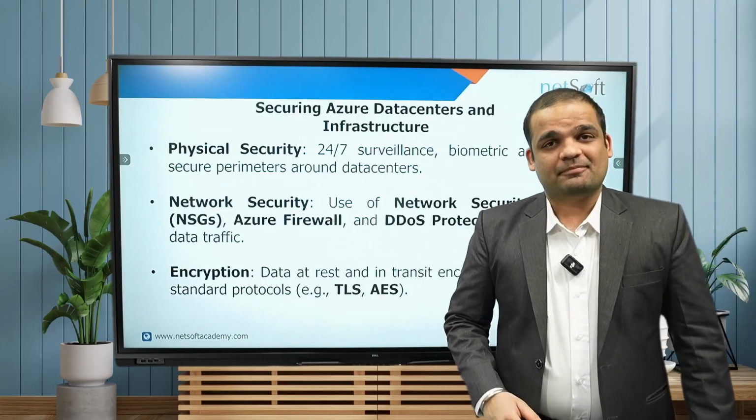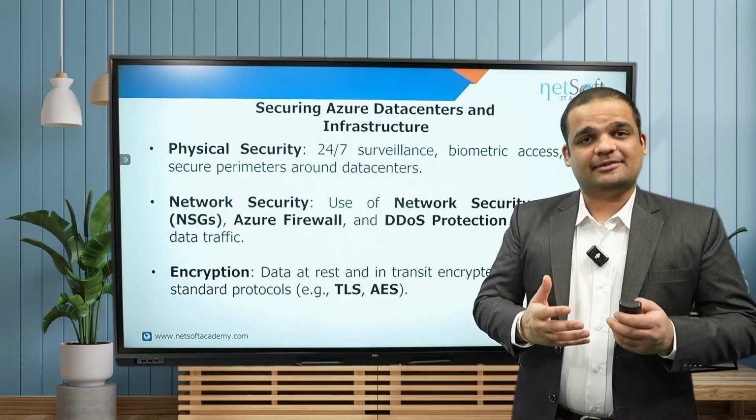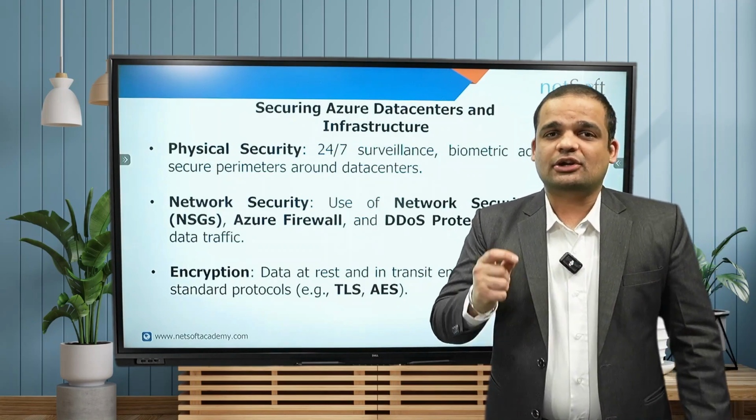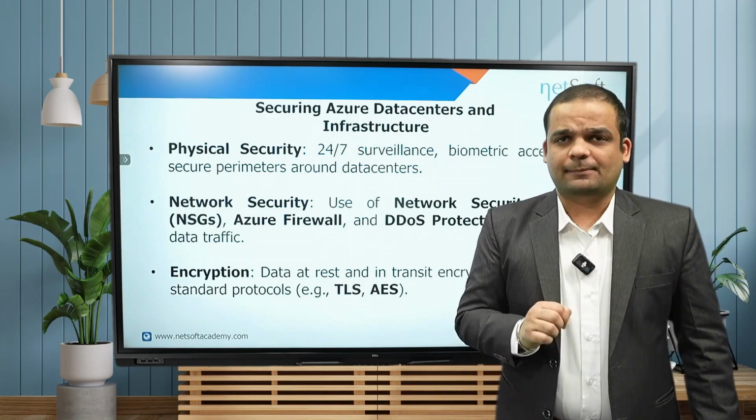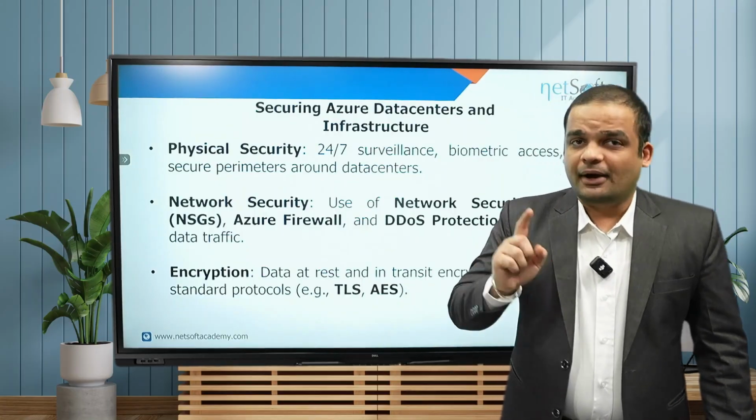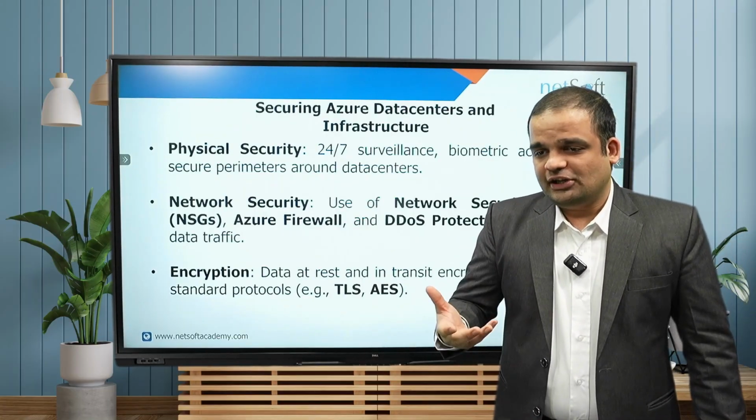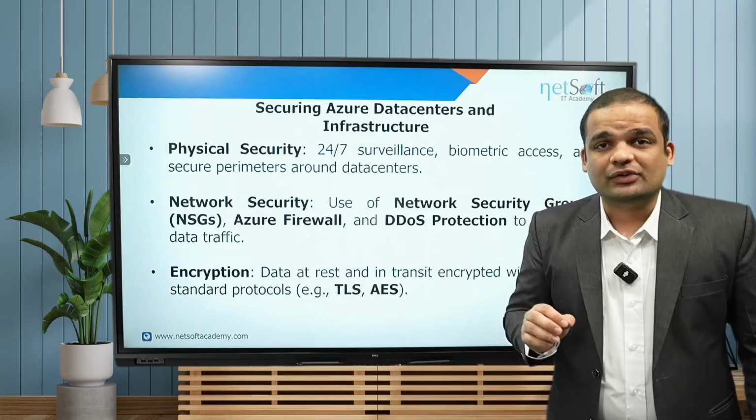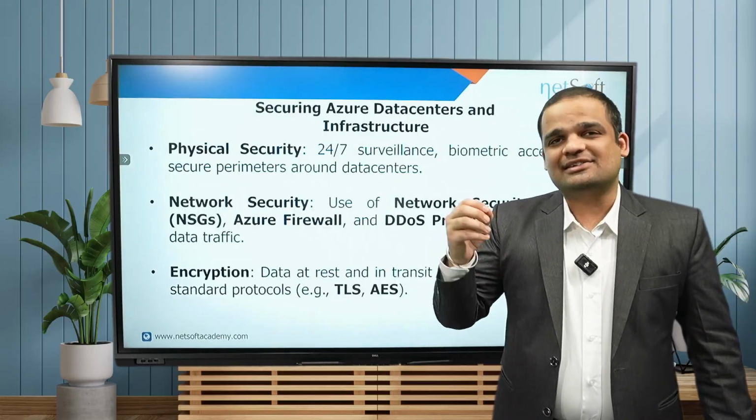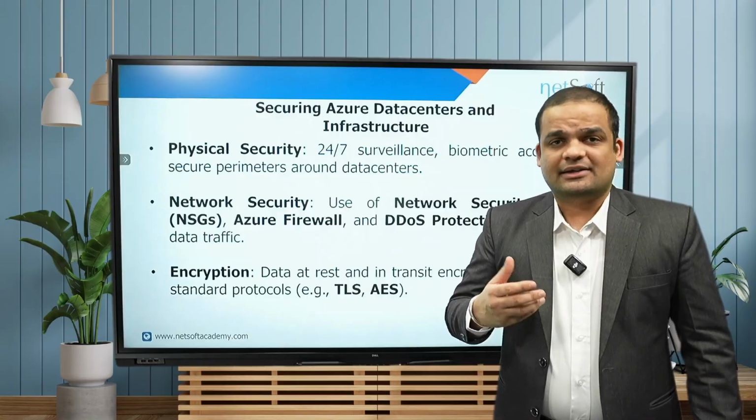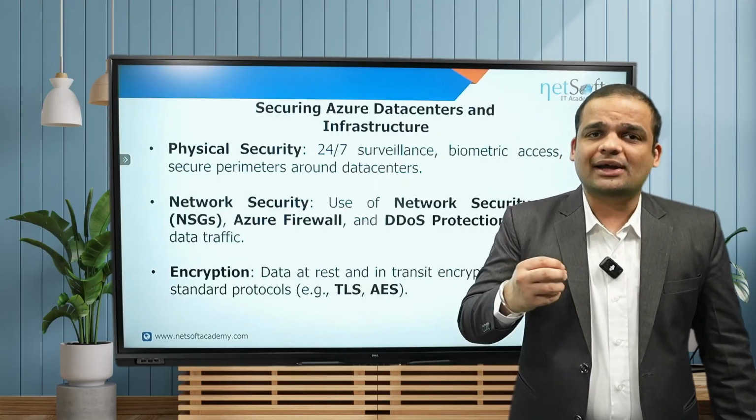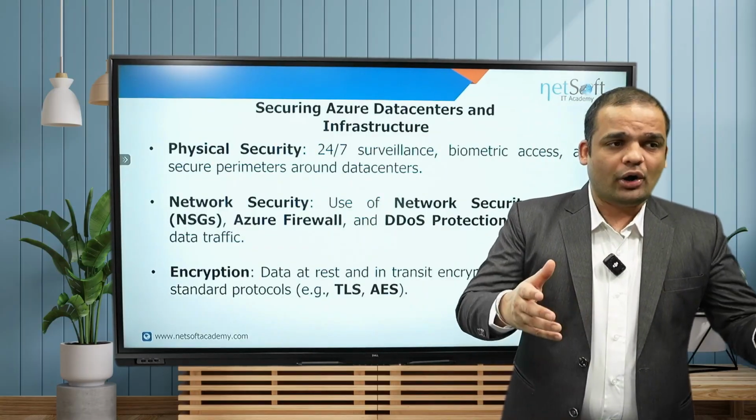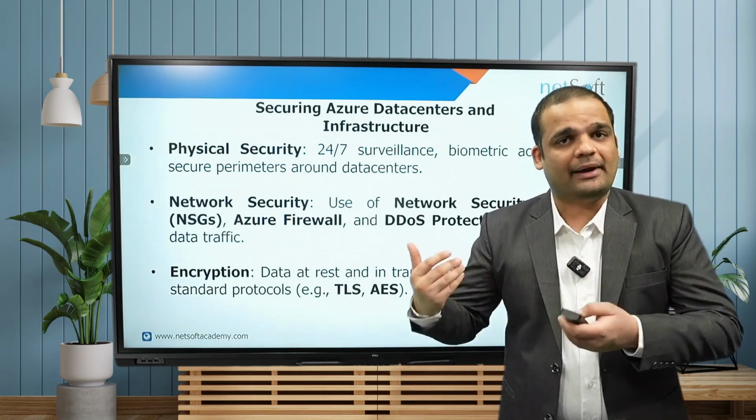Next is encryption, which is a critical aspect of the Azure security model. Azure ensures that your data is always encrypted at rest, but also gives you the opportunity to encrypt the data in transit as well. This is done using industry standard protocols like TLS or AES. So you can be confident that your data is secure while being transmitted or at rest, which means stored at the back end.